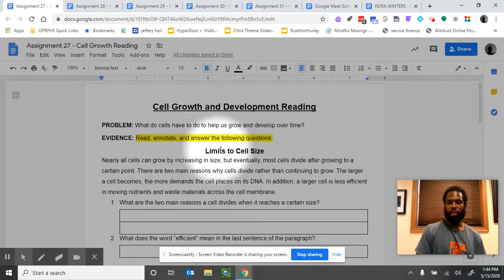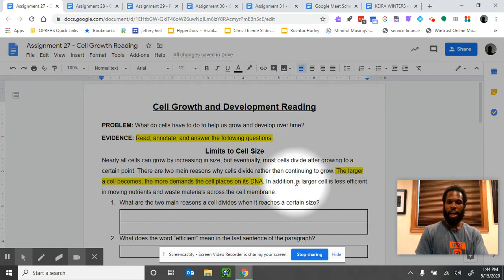And let's talk about limits to the size of the cell, as you did in the previous lab activity when the cells changed color. We know that smaller cells are better already. Nearly all cells can grow by increasing in size, but eventually most cells divide after growing to a certain point. There are two main reasons why a cell divides rather than continuing to grow. The larger the cell becomes, the more demands on the DNA.